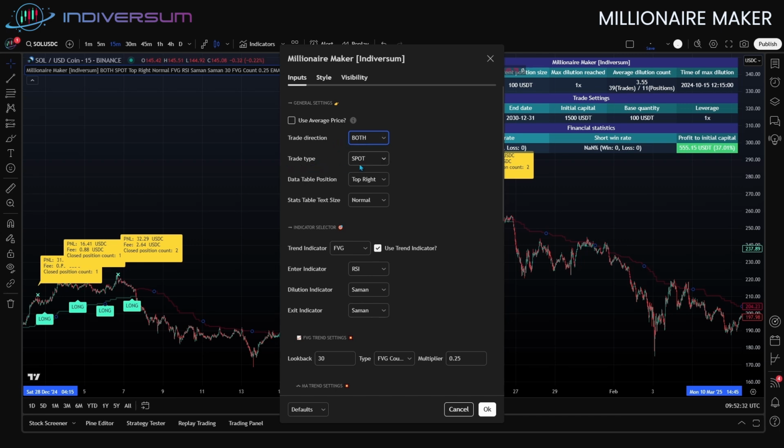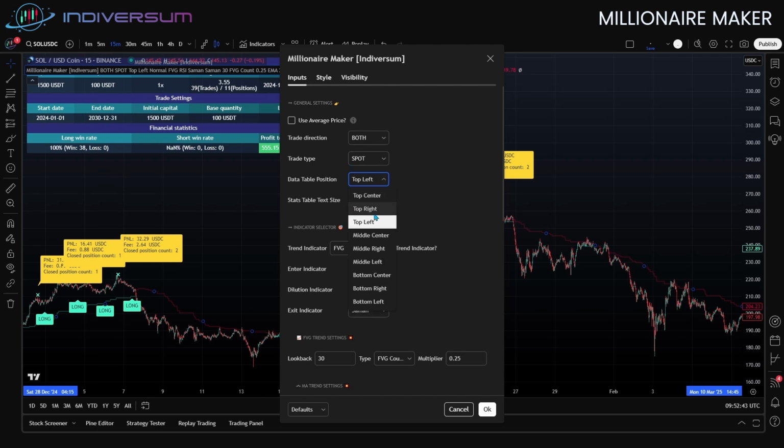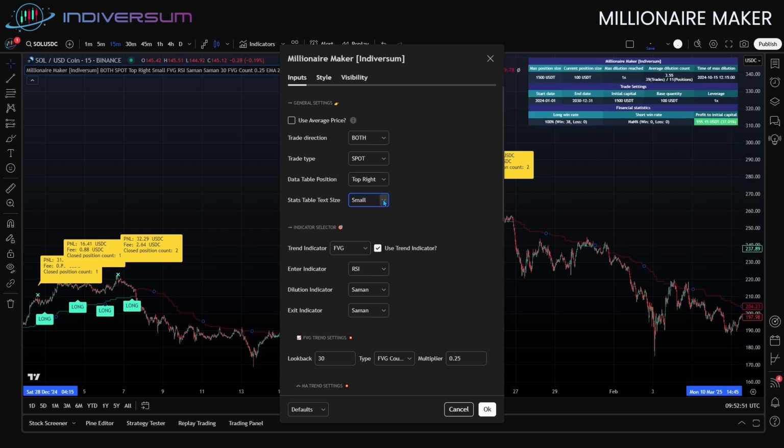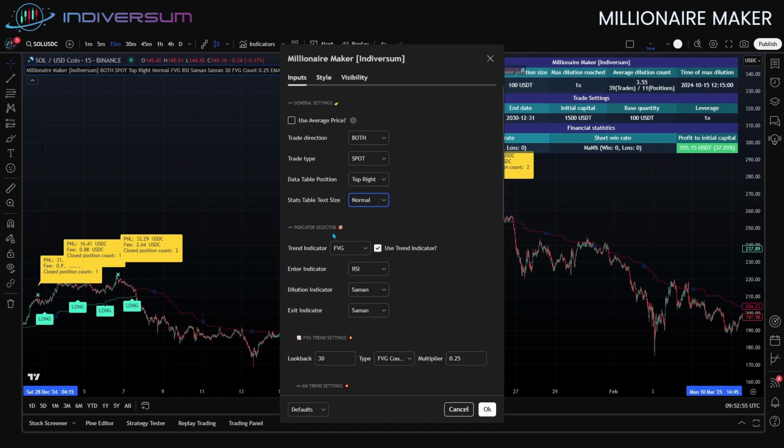Trade type. This lets you choose between spot trading or futures trading. Data table position. This simply decides where the indicator's data table appears in TradingView. You can place it wherever it's most convenient for you. Stats table text size. If the text is too small or too big, you can adjust its size here to improve readability. Now, let's move on to the indicator settings.